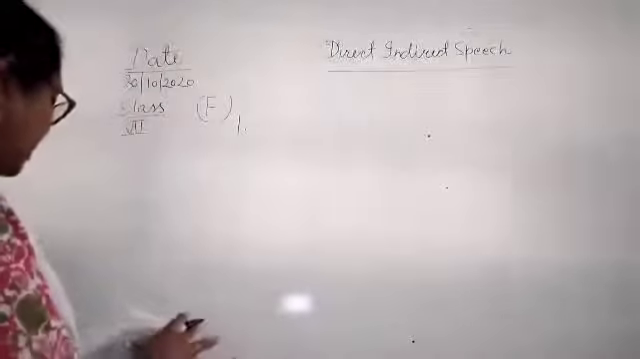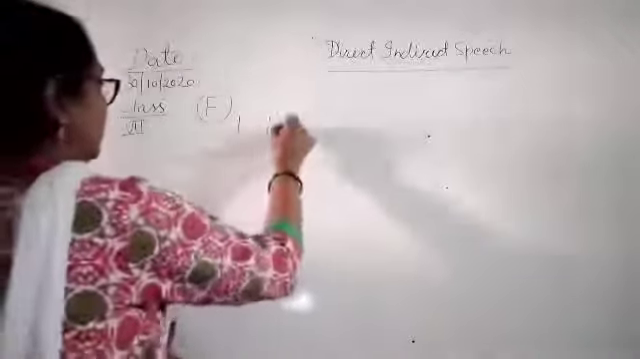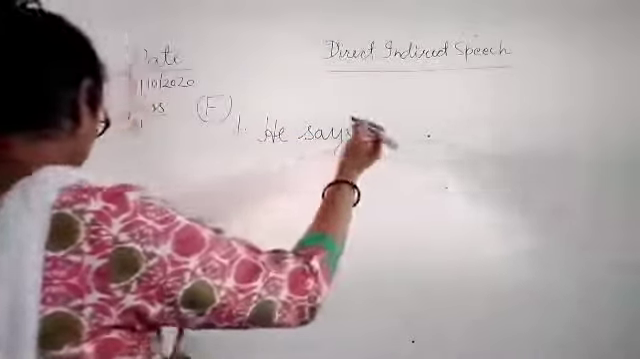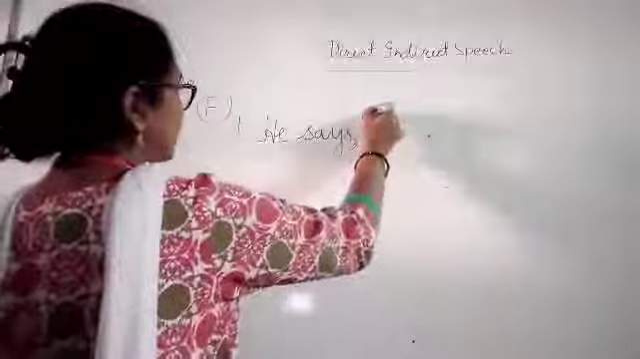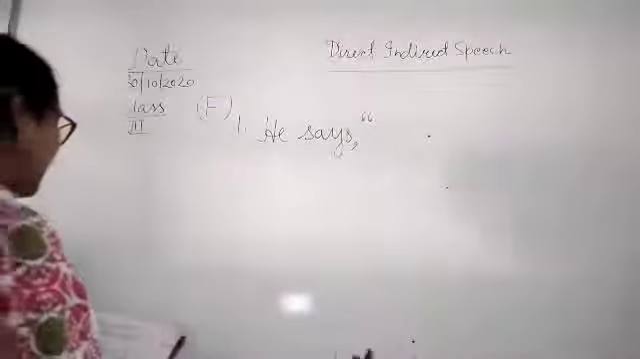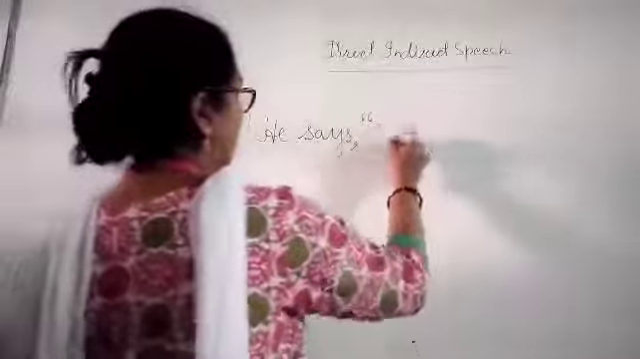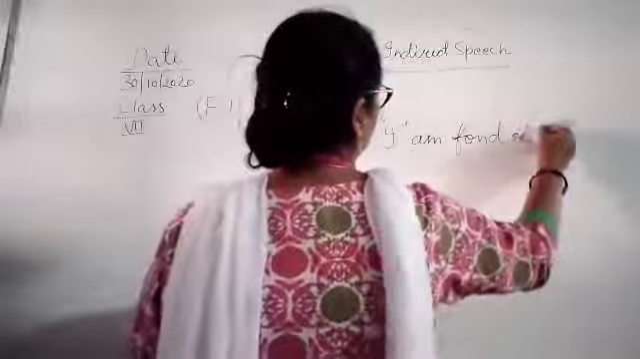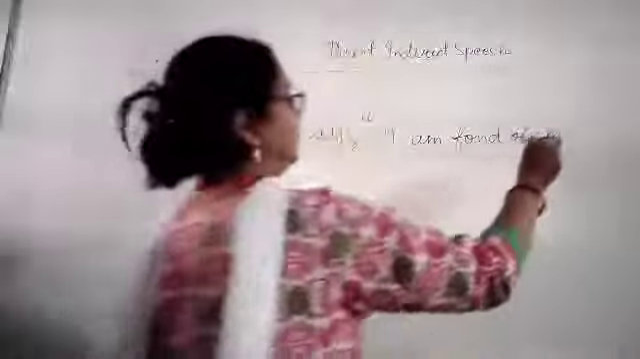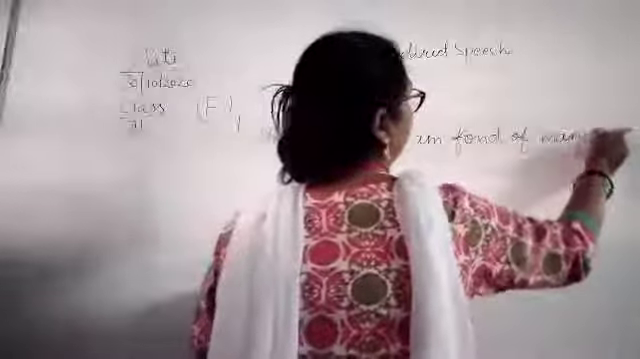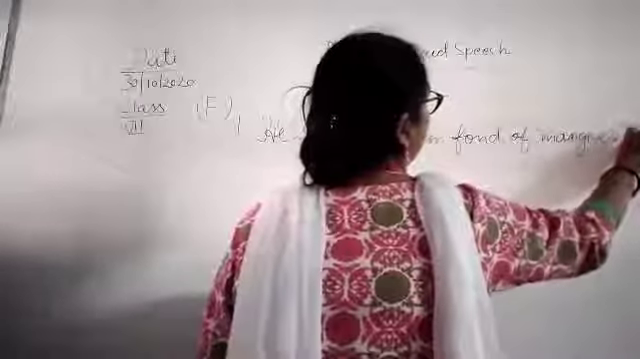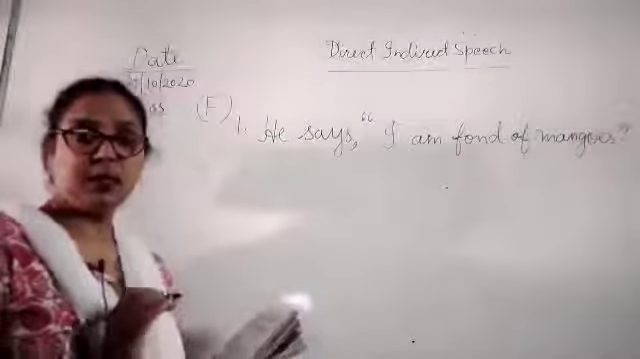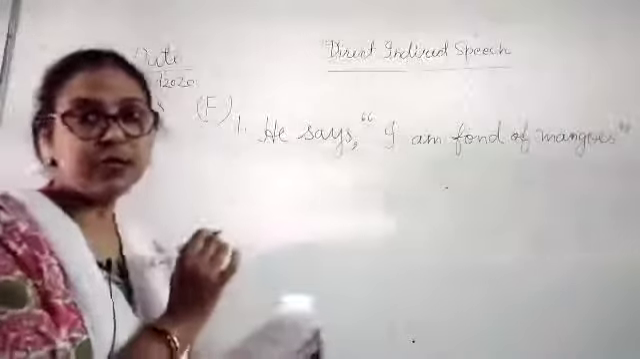He says, after that we put a comma, and we write inverted commas: I am fond of mangoes. Then close the inverted commas, and a full stop will be there. This is direct speech. We are writing direct speech.